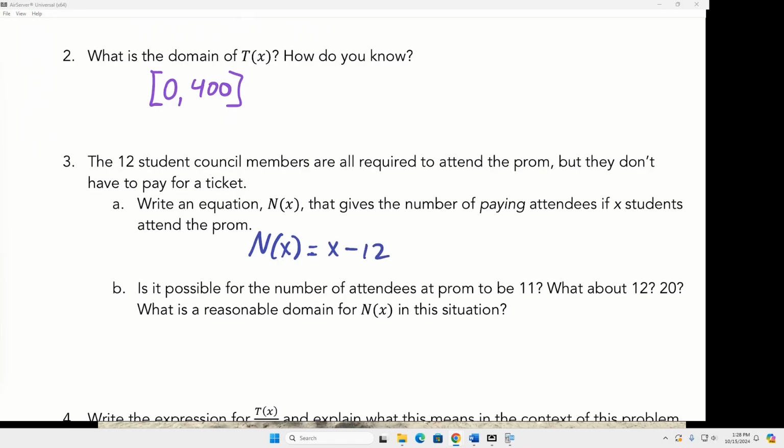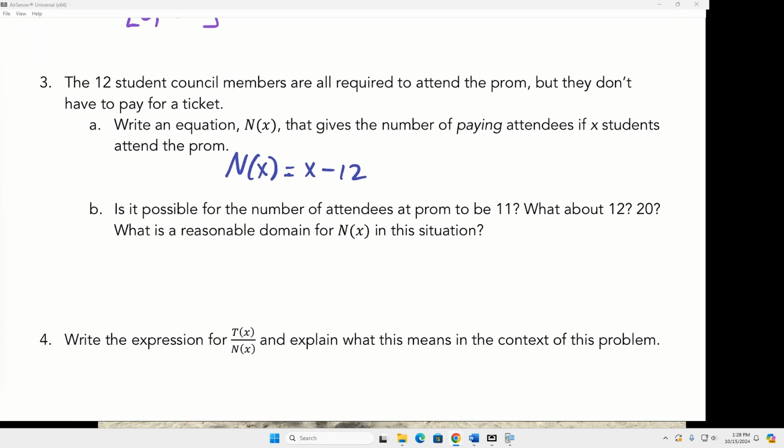All right, is it possible for 11 people to attend the prom? No, because 12 people are required to go. What about 12, or 20? Is that possible? Yes. It'd be kind of sad, but it's possible. And so we need a reasonable domain for N. The least number of people would be 12, and the most number of people would be 400 still.